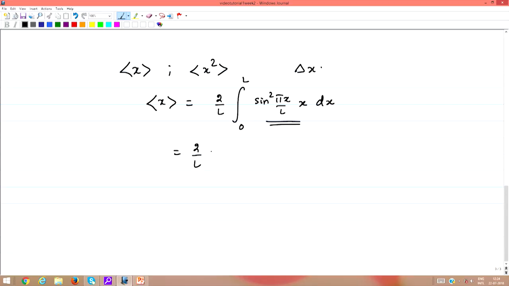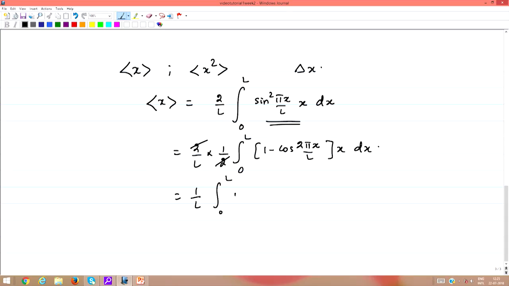It is 2 by L into 1 by 2, you express the sine square using the double angle formula, integral from 0 to L of 1 minus cos 2 pi x by L times x dx, and the 2 goes away to give you 1 by L, and there are two integrals here: between 0 to L x dx, and the other integral between 0 to L x cos 2 pi x by L dx. Okay.